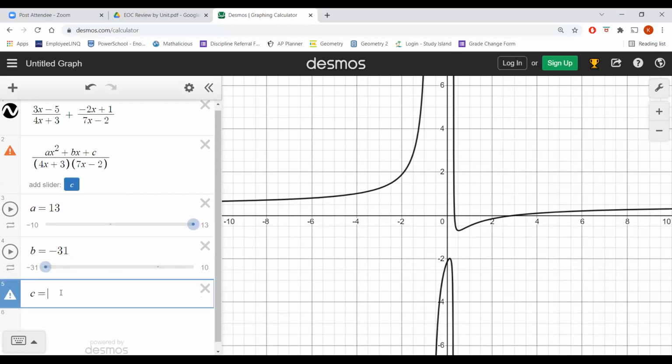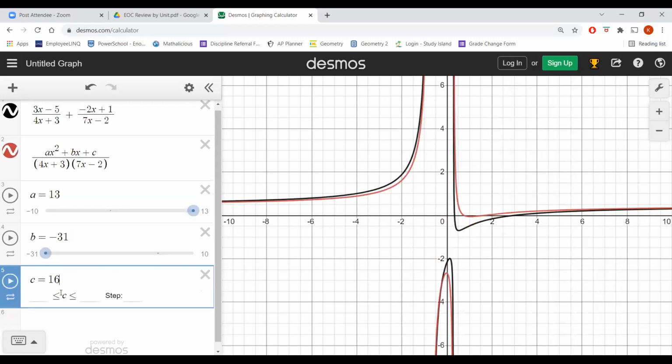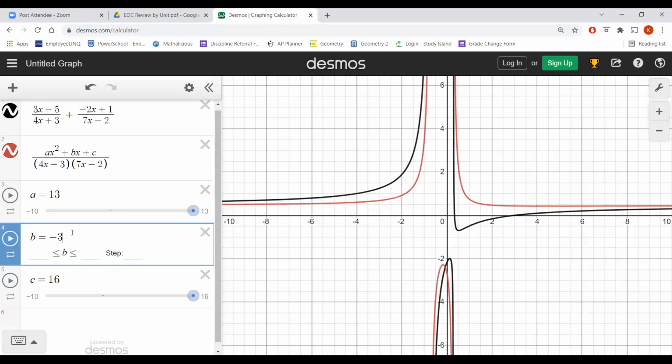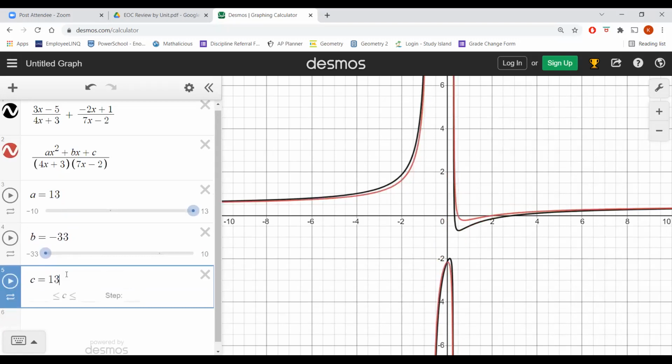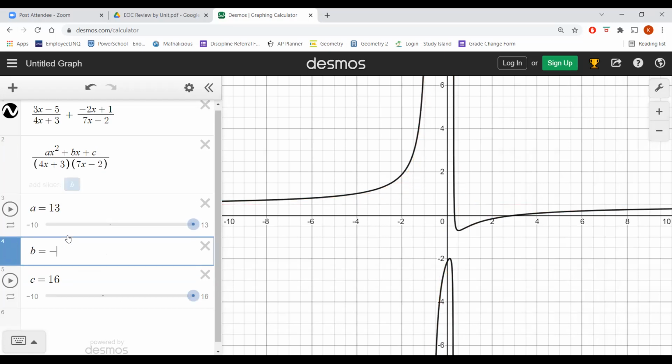Okay, so negative 7. Nope. Negative 3. Nope. 13. Nope. 16. Nope. Okay, so that didn't work. So now I'm going to move on to the second B value. Okay, 33. Negative 7. Nope. Negative 3. 13. 16. Nope. Okay. 43.